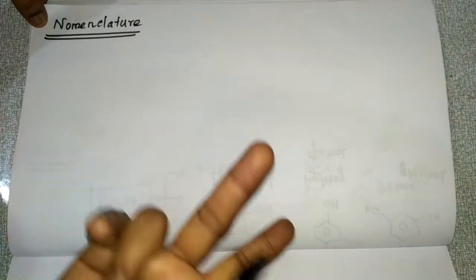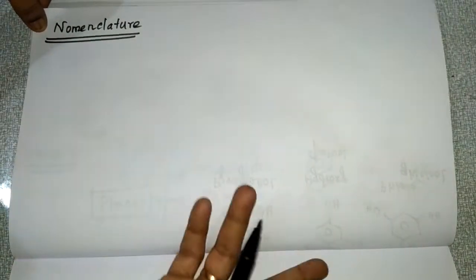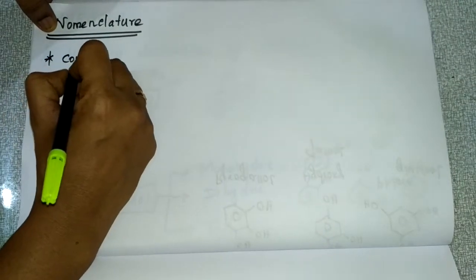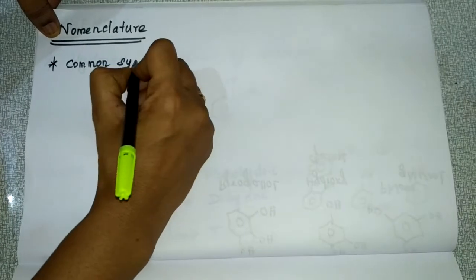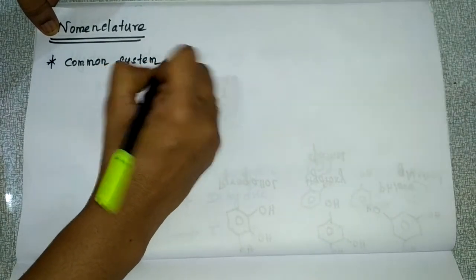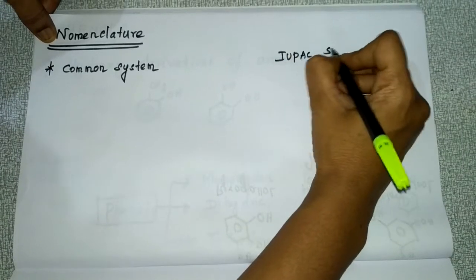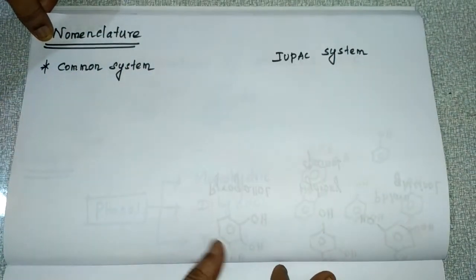If you take nomenclature, it follows two systems. We are using two systems to name phenol: common system and IUPAC system. So these are the two systems we are following to name phenol.